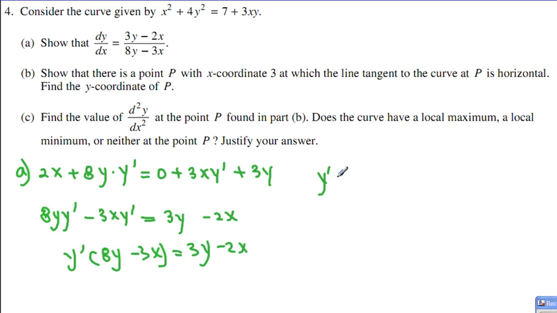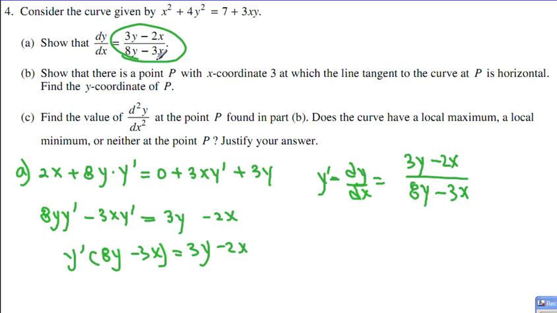Then y prime, which we know to be dy over dx in this case, is equal to 3y minus 2x all over 8y minus 3x. And that is what they asked us to find.